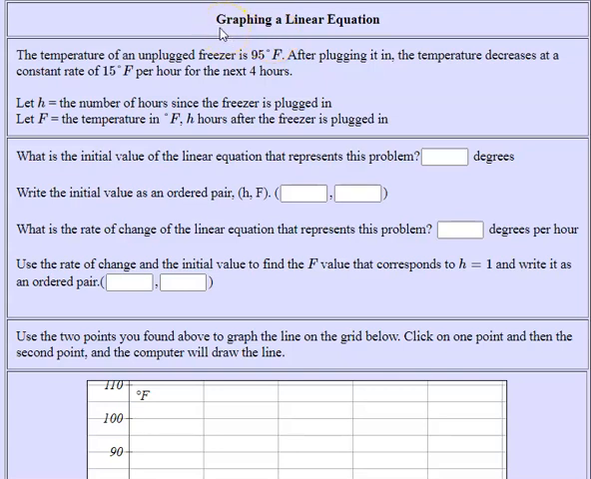In this video, we're going to learn how to graph a linear equation in MOER. So here's our context. The temperature of an unplugged freezer is 95 degrees Fahrenheit. After plugging it in, the temperature decreases at a constant rate of 15 degrees Fahrenheit per hour for the next 4 hours. We're given our two variables. Let H equal the number of hours since the freezer is plugged in, and let capital F equal the temperature in degrees Fahrenheit H hours after the freezer is plugged in.